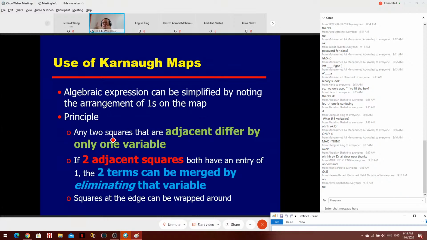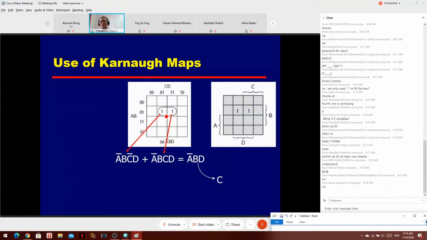The two ones that are side by side, for example, if you have four squares and you have one here and one here, those ones will represent a term, and those terms will differ in only one variable. Why? Because they're side by side. Since they differ in one variable, that variable can be removed. So that is the principle. Now let's look at an example. I'm sure many of you are confused by the verbal explanation, but let's forget about that and look at an example, and hopefully that will be simpler.